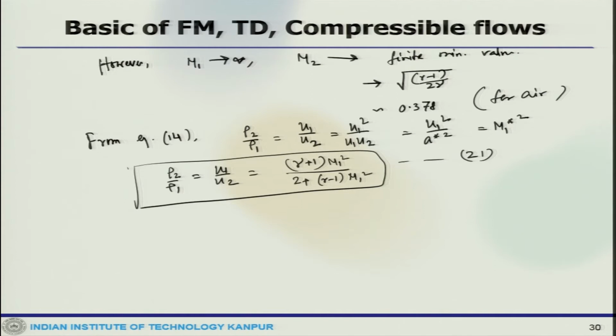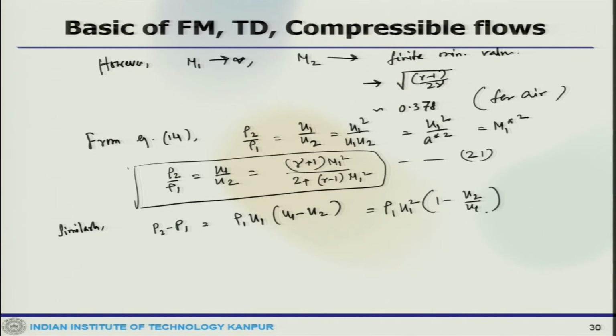So, we get that relationship between the density across the normal shock. Same thing one can obtain for the pressure. Let us say P2 minus P1, which is rho 1 u 1 by 2, which one can write as rho 1 u 1 square times 1 minus u 2 by u 1.